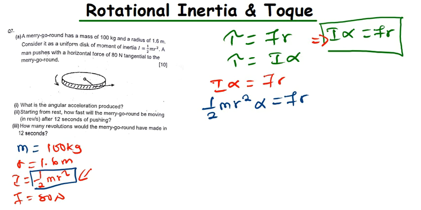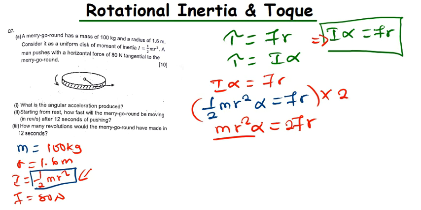Now, for me to get rid of the half, I can do times 2 everywhere, so 2 and half are going to cancel. I have m r squared alpha is equal to 2 f r. But I can also divide both sides by m r squared, even here by m r squared. So these two can cancel. Then here again, this and one r will cancel, and I will remain with one r. So alpha will be equal to 2f divided by mr.